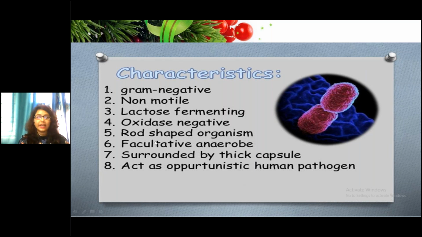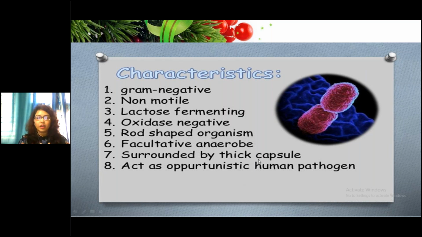These are all bacilli, so these are rod-shaped organisms. These are facultative anaerobes, which means that these organisms are basically aerobes. At the same time, these are facultative anaerobes. That means it can grow in the absence of oxygen also, but less abundantly.